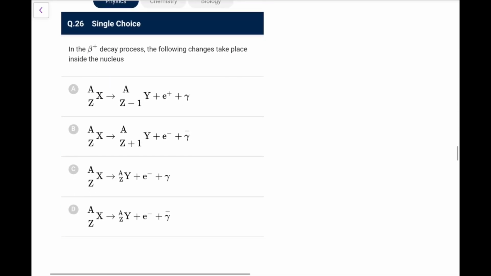Next, in the beta plus decay process, the following changes take place. In beta plus, you know, the atomic number decreases by 1 while the mass number remains the same. So the mass number and atomic number statement will be false. And here the atomic number doesn't increase by 1, it decreases. In beta minus it increases, here it decreases, so I'll go for this, plus a positron, and this particle, this photon will be emitted. So this would be the equation that we would be talking about. Okay, so A is the most appropriate option here.